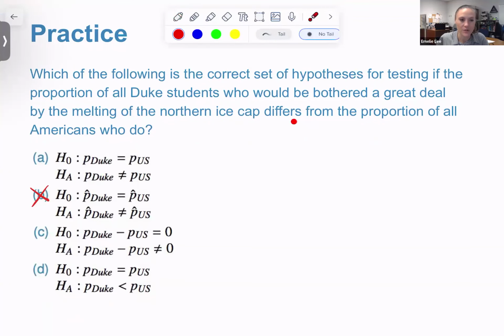I want to know if there's a difference. Where am I going to see that? I'm going to see that in the alternative hypothesis, right? And so here, this means I have a not equal to in my alternative hypothesis. So I'm going to skim my alternative here. I have a not equal to, so those are fine still.